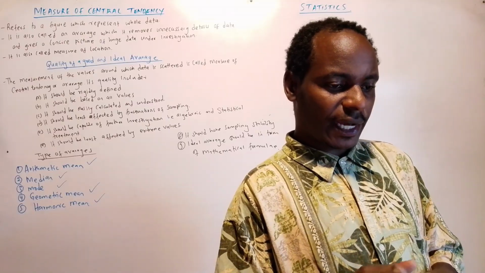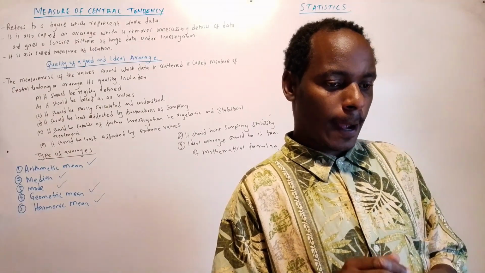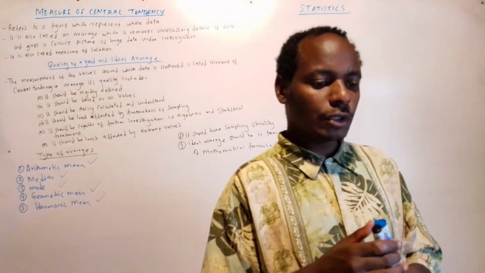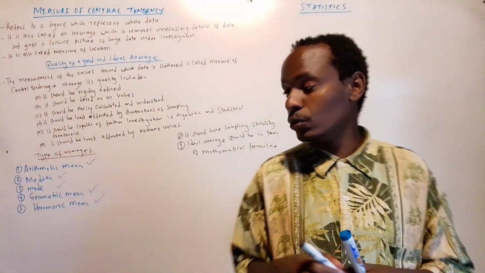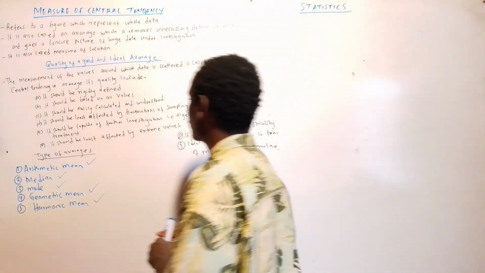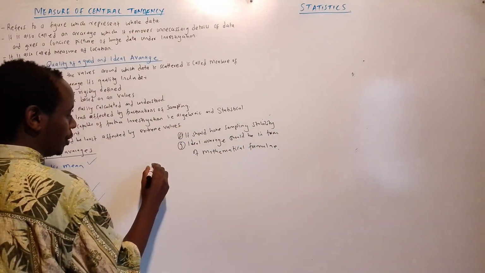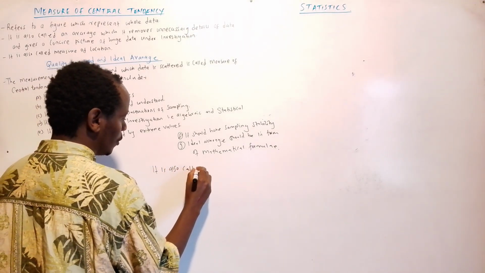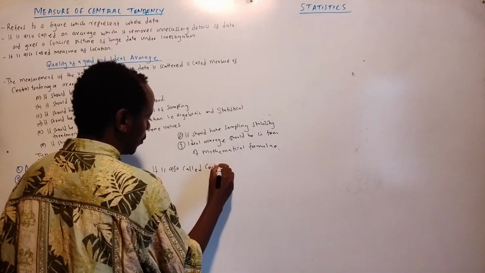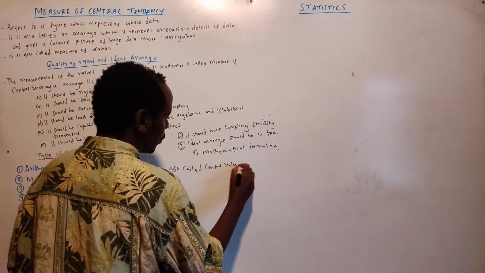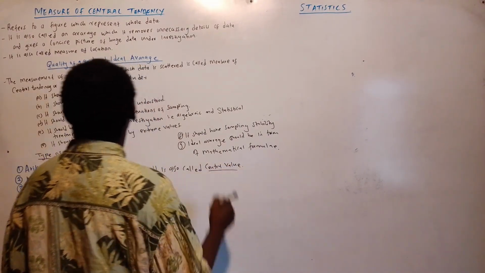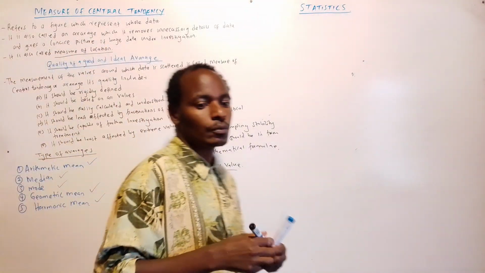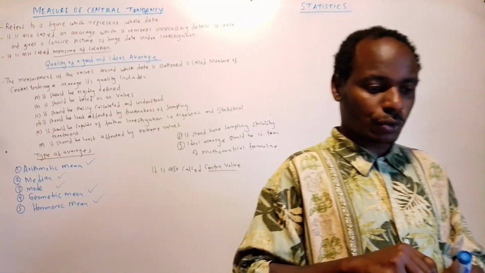Maybe what I can add, measure of the central tendency is also called central value. And when we talk about central value, we are talking about measure of location. You can also use the word measure of location.